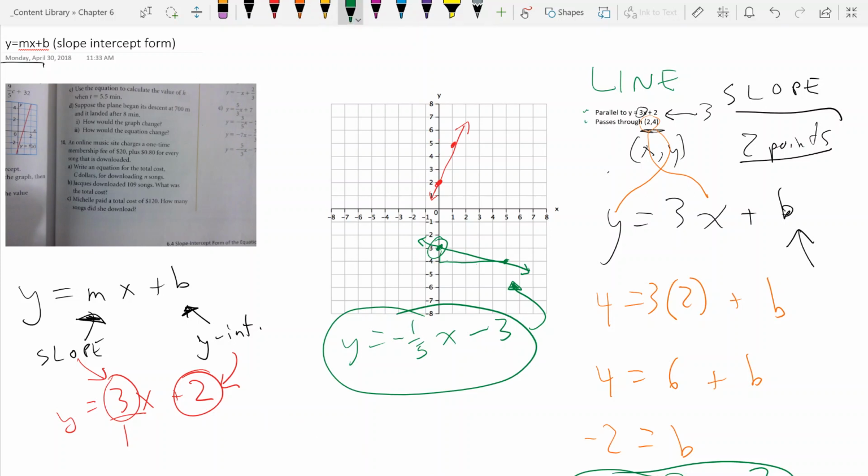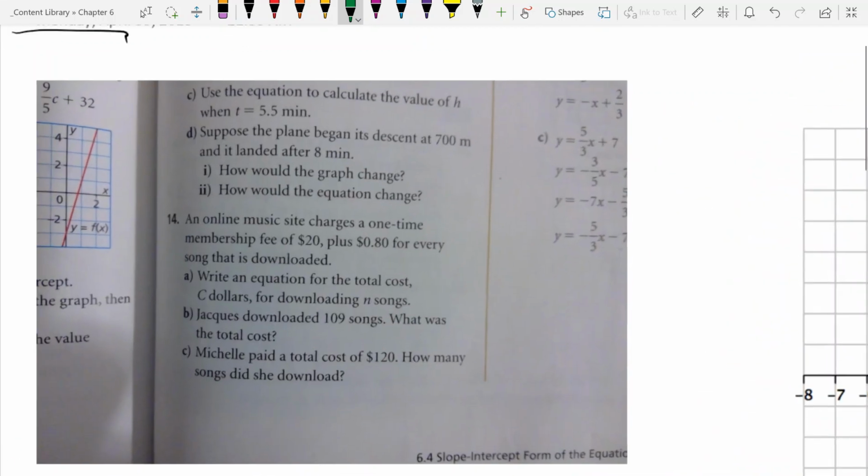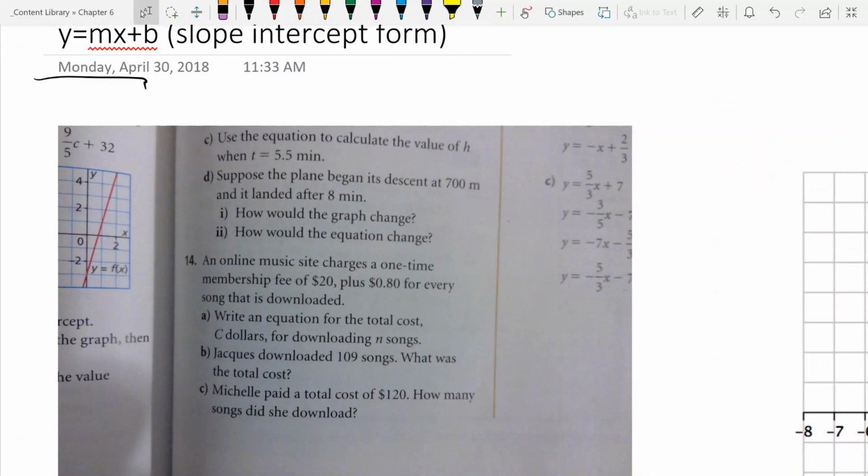So if it gives you 2 clues, the first thing you always do is find the slope, however you need to find it. Then you need to sub in a point. So find the slope, then sub a point. Those are the 2 steps to solve those types of questions. Let's take a look at this one. Hopefully it's a little tougher.